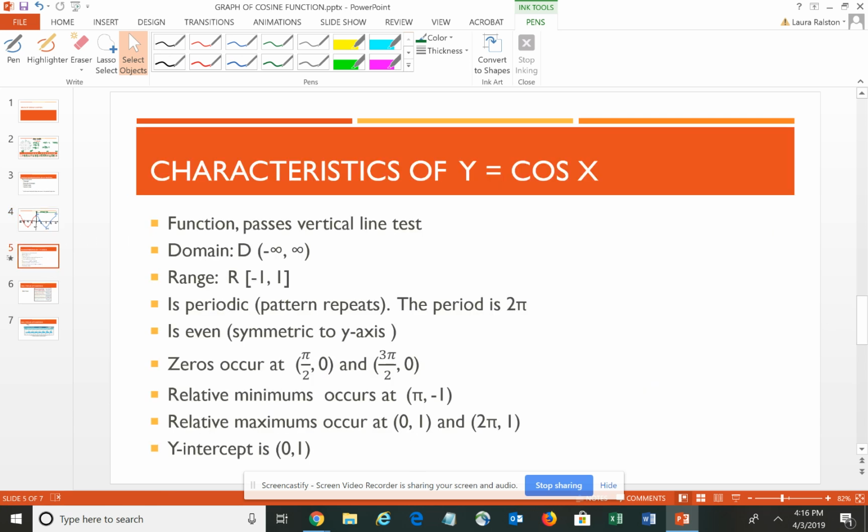Your zeros occur at pi halves and 3 pi halves. So every pi units, you have a 0. Your minimums occur at the odd values of pi. Your relative maximums occur at 0 and 2 pi, or even multiples of pi. And then your y-intercept is at 0, 1.